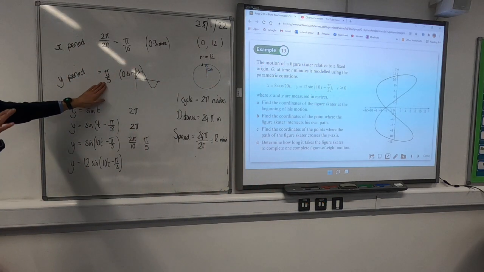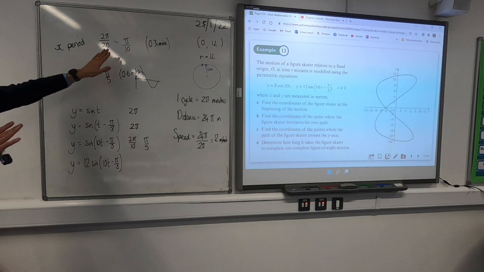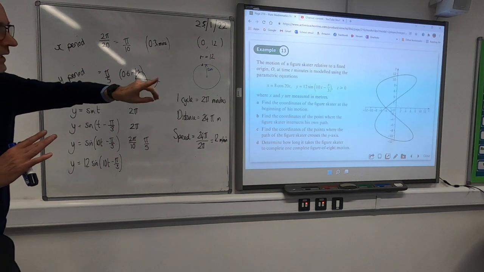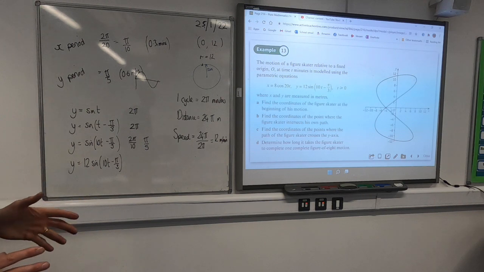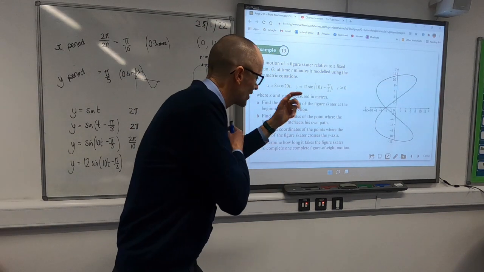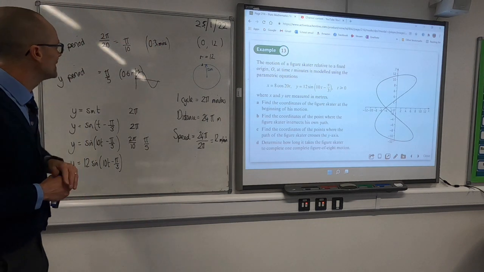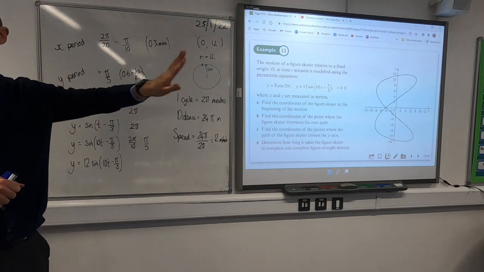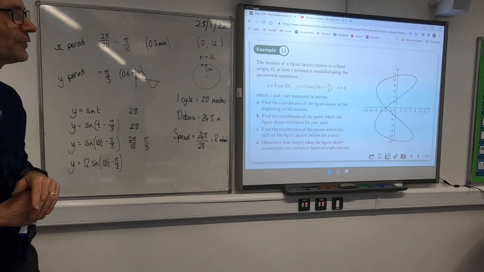It's pi over 5 rather than pi over 10, because what she's actually, I say she, that's very sexist, isn't it? I'm assuming a skater is female. This skater is completing 2 x periods in one complete figure of 8.